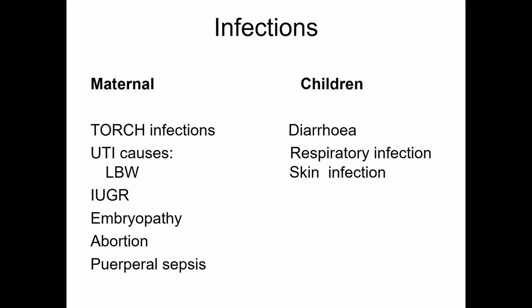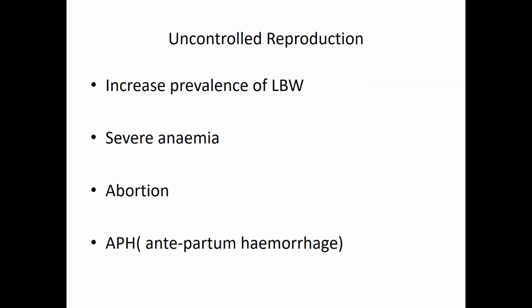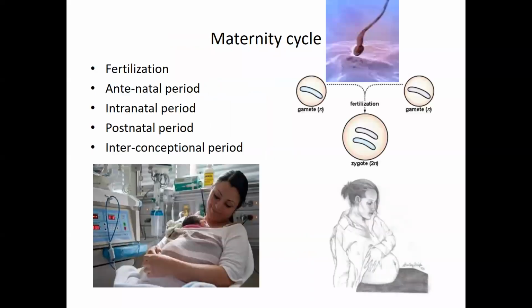Now the infections, the TORCH infections. From UTI also, low birth weight occurs, IUGR, embryopathy, abortion, and puerperal sepsis. For the children, they suffer from diarrhea, respiratory infection, and skin infection. Okay. Uncontrolled reproduction causes increased prevalence of low birth weight, severe anemia, abortion, and antepartum hemorrhage.